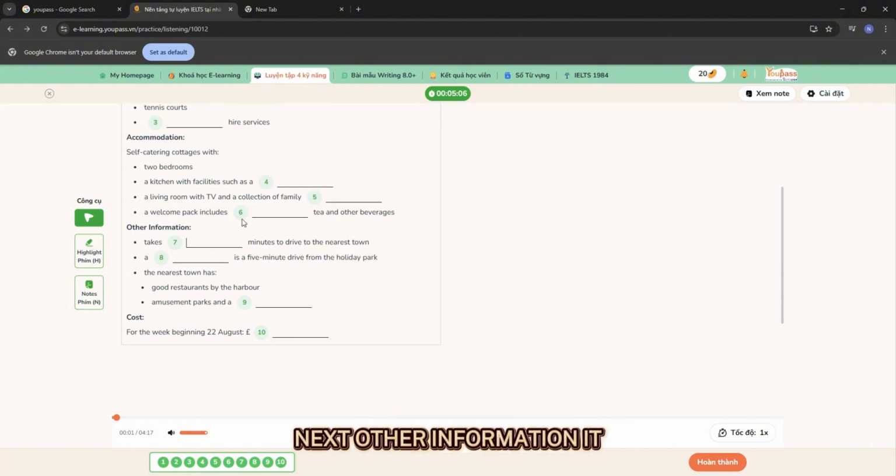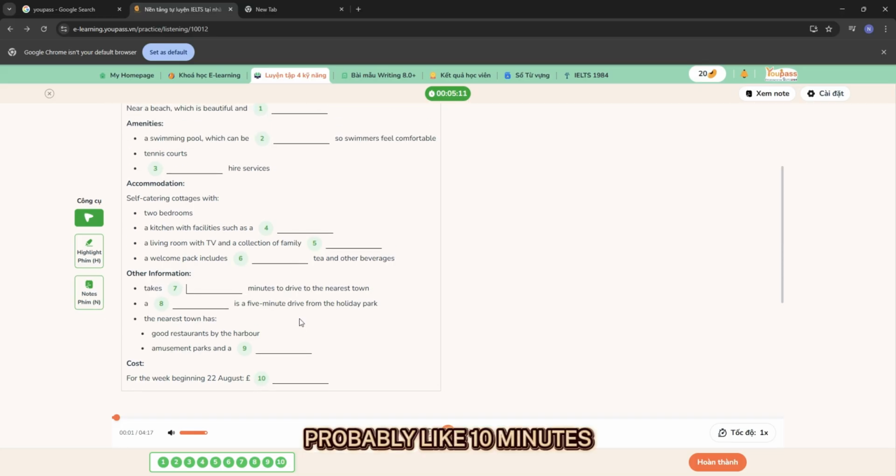Next, other information. It takes something minutes. Okay, so this definitely will be a number. Probably like 10 minutes or 20 minutes. Pay attention to that. Next, something is a 5-minute drive from the holiday park. All right, so judging from this, I know that this will be a location because it is the best fit over here. A place, right? Maybe a tourist destination or some kind of amusement park.